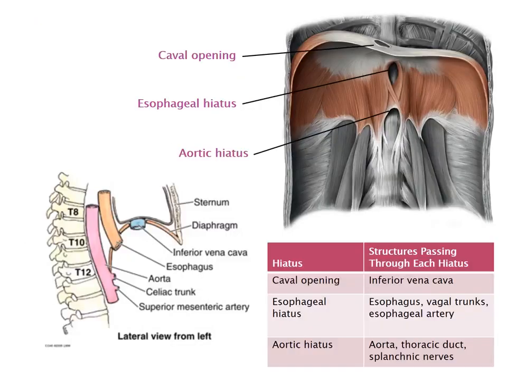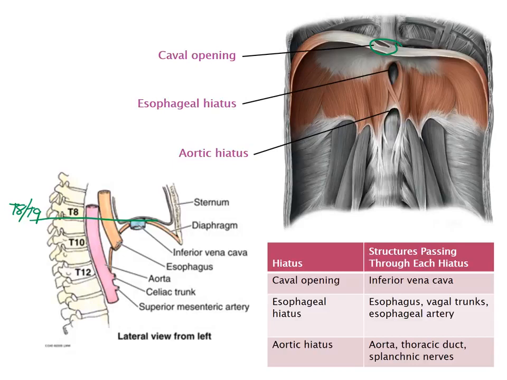Because several structures of the thorax need to communicate with the abdomen, there are three diaphragmatic apertures through which these structures can pass. The caval opening, as shown here, is an aperture in the central tendon of the diaphragm at about the level of the T8, T9 intervertebral disc. Because the inferior vena cava is adherent to the margins of the caval opening, when the diaphragm contracts, it dilates the inferior vena cava, helping to return blood back to the heart.